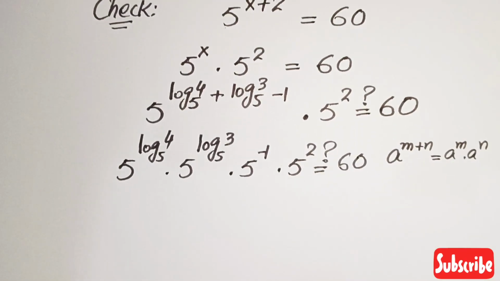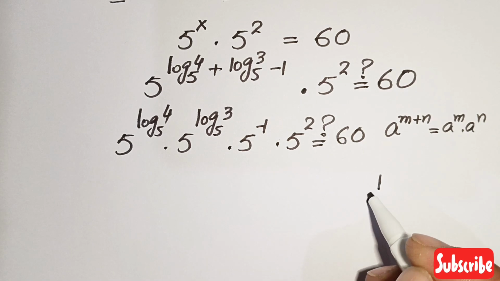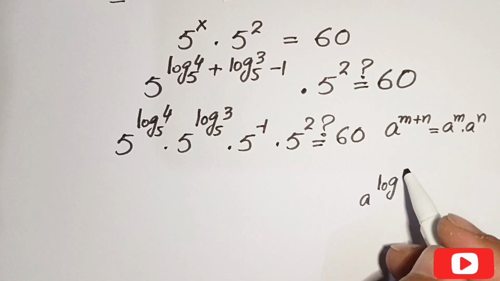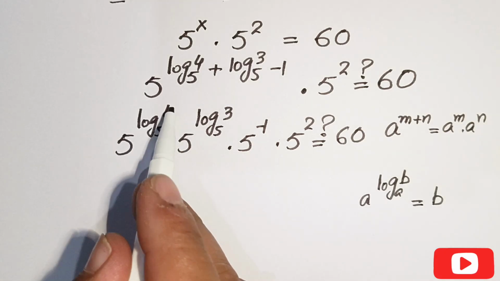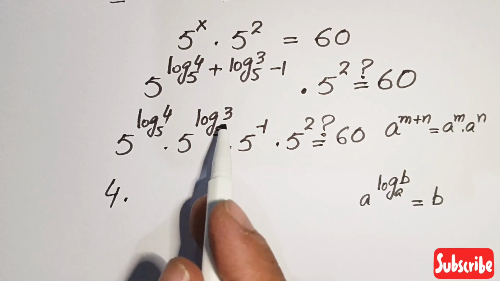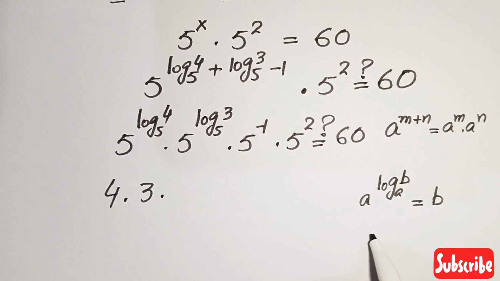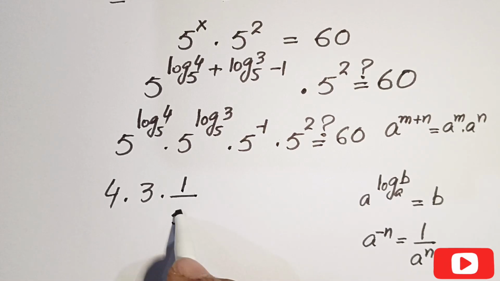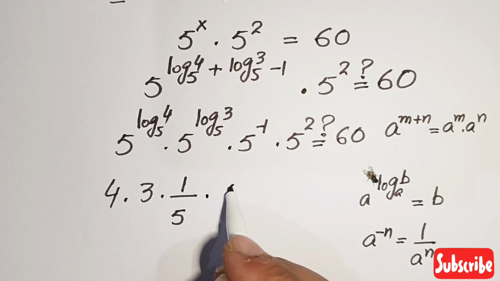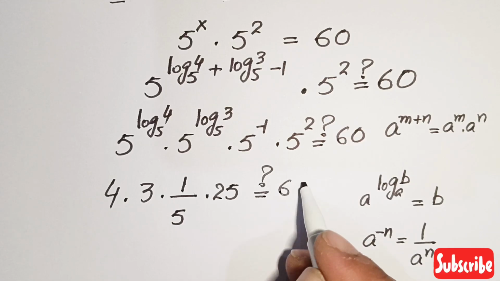So now our next step is, here we use the logarithm law that a to the power log b to base a is equal to b. So using this, here the value of b is 4, similarly here the value of b is 3, and this 5 to the power minus 1 can also be written, as we have a to the power minus n, equal to 1 over a to the power n. So here it is 1 over 5 to the power 1, times 5 squared, that 5 squared is equal to 25, that is 60.